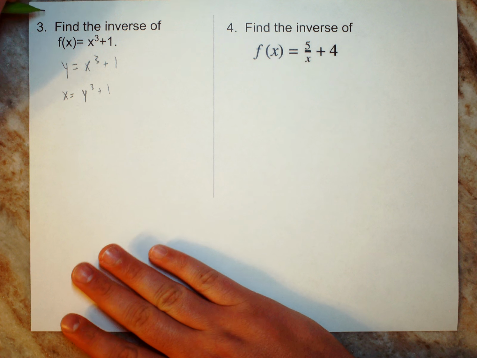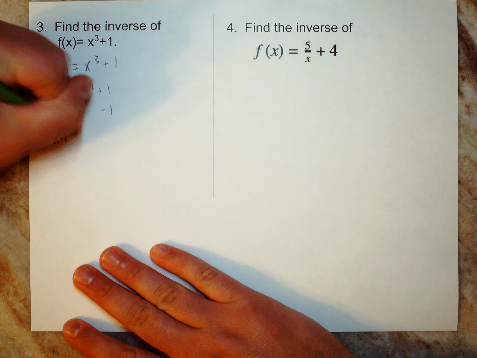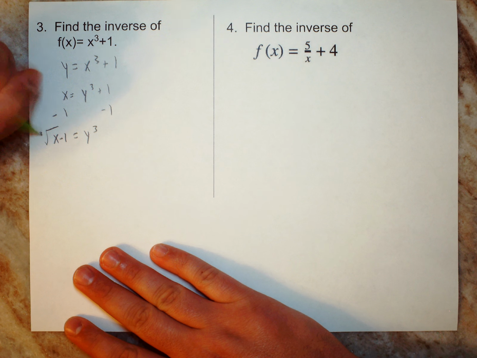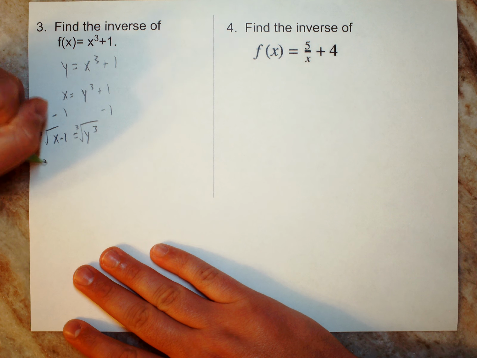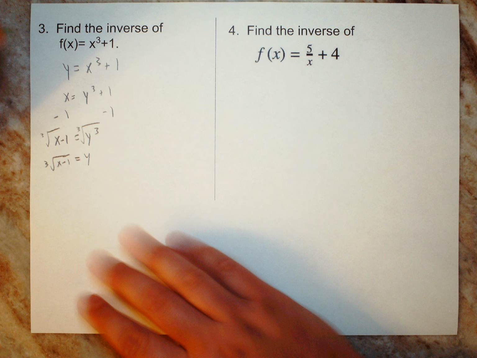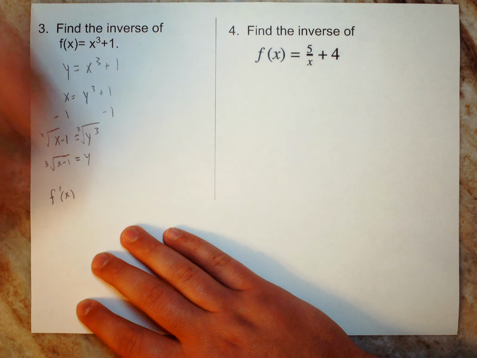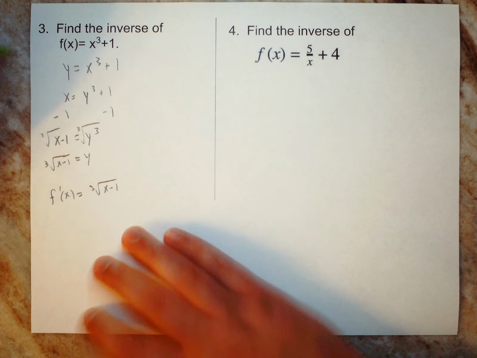And now we're going to solve for y. So we're going to subtract 1. X minus 1 equals y cubed. Now I'm going to cube root both sides. And the cube root of x minus 1 is going to equal y. Then we replace y with the inverse. The inverse of f of x equals the cube root of x minus 1.